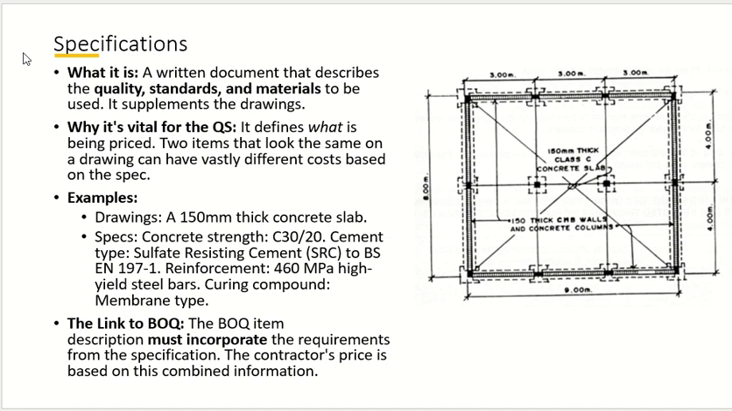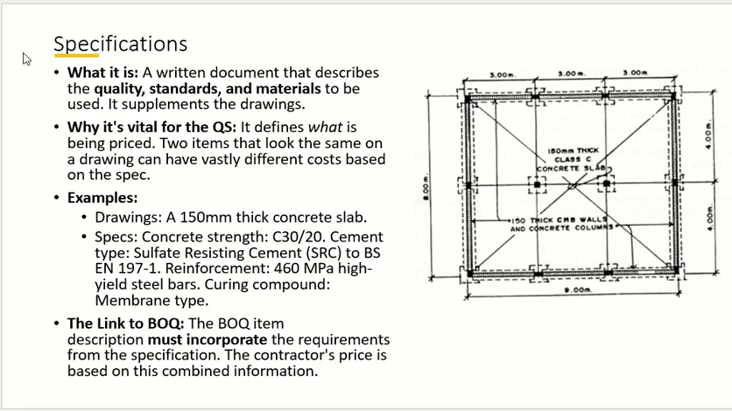Why is it important for the quantity surveyor? Because it will affect your price. The price of a simple steel bar is not the same as a deformed steel bar. So a quantity surveyor must know the specifications as well. Without a specification, he cannot find out the accurate price.